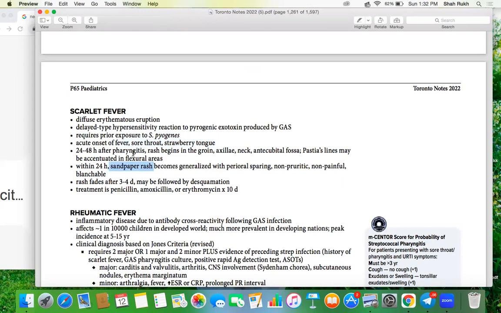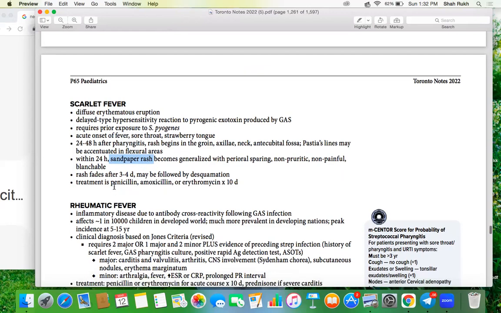So you need to know. I have seen one picture in some Qbank where they were showing just the picture, and a baby comes to you having a sore throat. What is it? It's basically scarlet fever. So knowing how this sandpaper-like rash looks is important. What you are going to give is basically penicillin and amoxicillin.